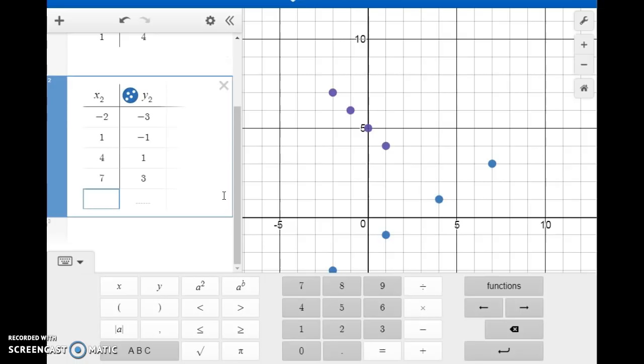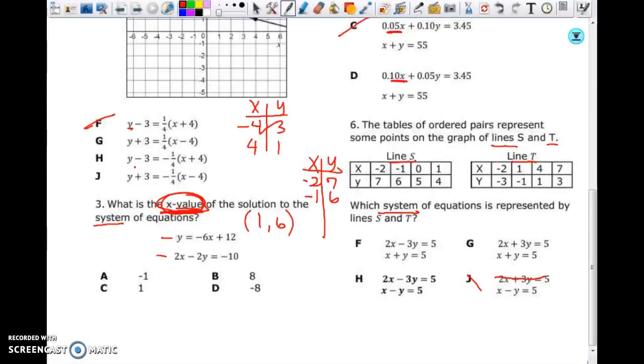Go on ahead, pause the video and do that now. And that's going to be the last problem for this video. Make sure you have all your answers. If you have any questions, please do not move on until you have all of these answered correctly. Guys, these are your test questions, pretty similar, okay?